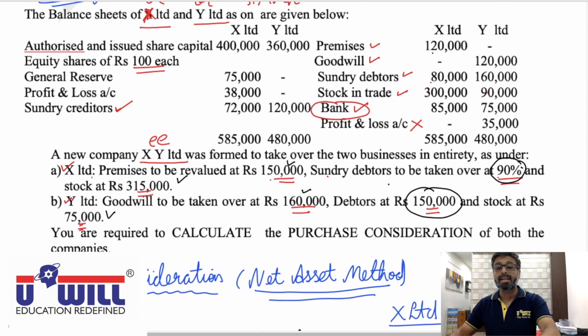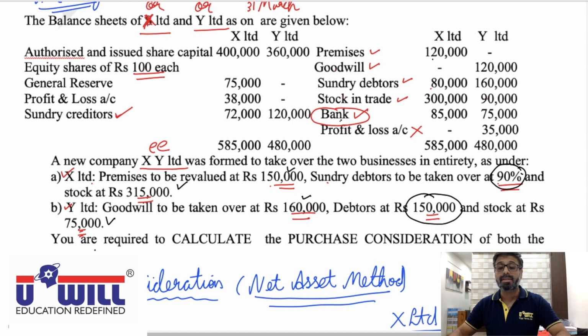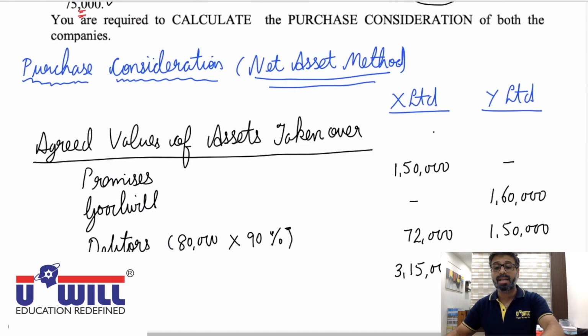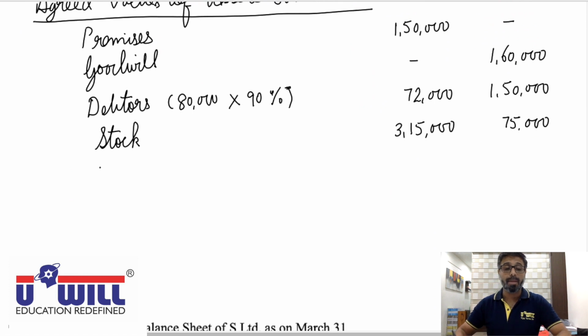Okay, and other than that, on the asset side we have bank balance. Bank balance will always be taken at book value. So 85,000 and 75,000. Okay, bank balance 85,000 and 75,000.